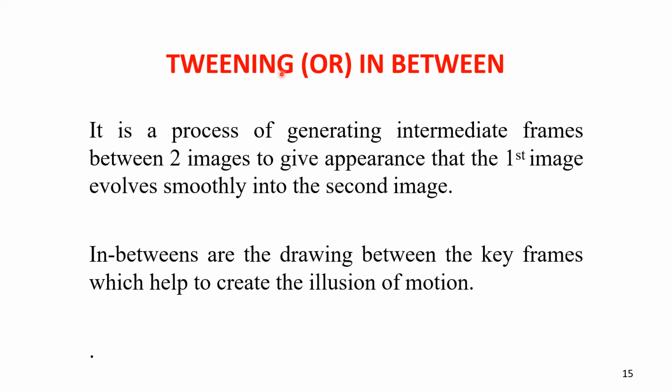Tweening means fitting in-between frames. It is a process of generating intermediate frames between two images to give the appearance that the first image evolves smoothly into the second image. In-betweens are the drawings between the keyframes which help to create the illusion of motion.